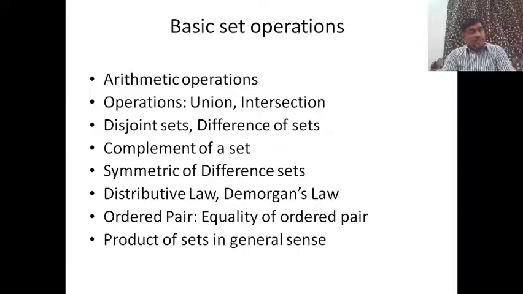And product sets in a general sense: I already mentioned A cross B is equal to the set of all ordered pairs (a, b) such that a belongs to A and b belongs to B. Then we can extend that to A cross B cross C, etc. Like A cross Z: the alphabet has 26 elements, so we can form A, B, C, D, etc., such that a belongs to A, b belongs to B. Similarly, in the general sense it can be extended to n, if it is A1, A2, ..., An, with n-dimensional ordered tuples. These are the simple basic set operations you must remember.